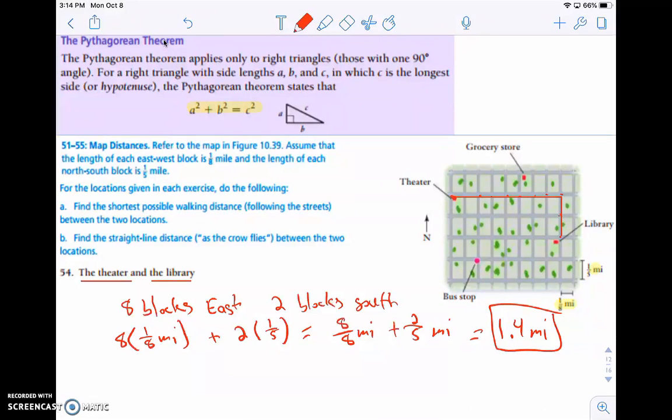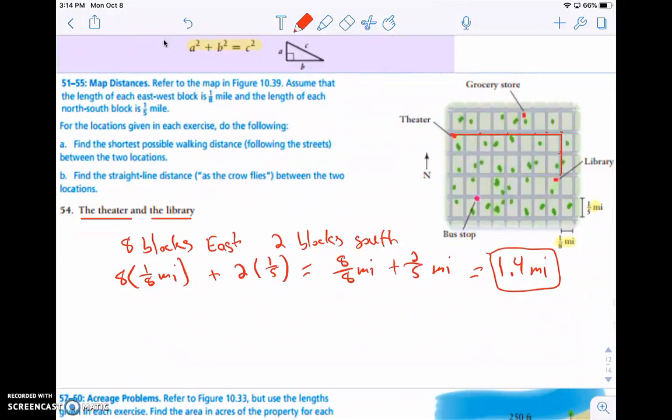And that's the shortest possible distance to go in 2 straight lines, because you can try and see if some zigzag pattern is going to get you there, but it's going to be shorter to just take straight one way and then straight the other way. So that's part A.